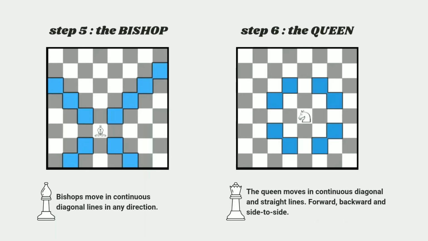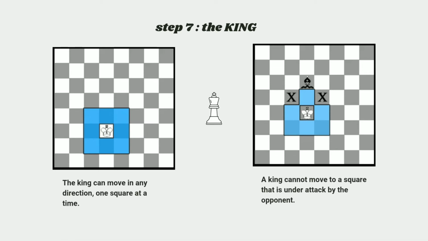Step 5. The bishop. Bishops move in continuous diagonal lines in any direction. Step 6. The queen. The queen moves in continuous diagonal and straight lines, forwards, backwards, and side to side. Now, we are on step 7. The one and only king. The king can move in any direction, 1 square at a time. A king cannot move to a square that is under attack by the opponent.